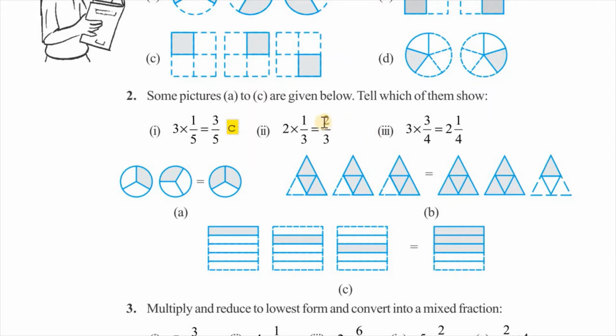Next we have 2 into 1 by 3. This is equal to 2 by 3. Again, you need to choose one where the whole has been divided into 3 parts and this you can only see in A.